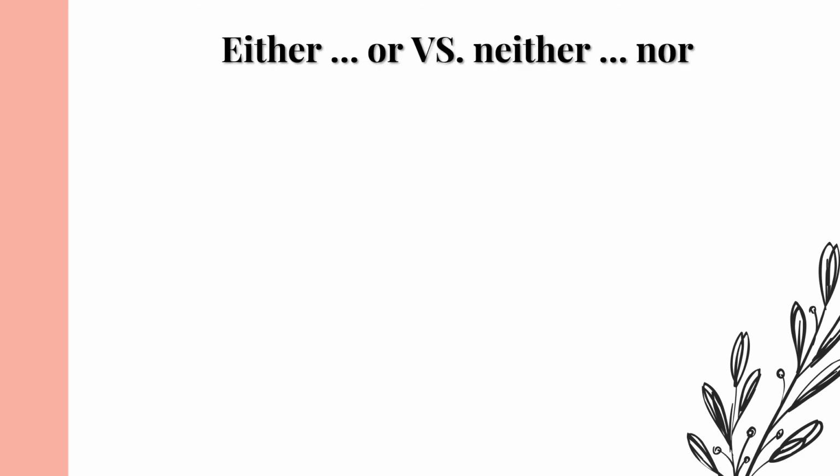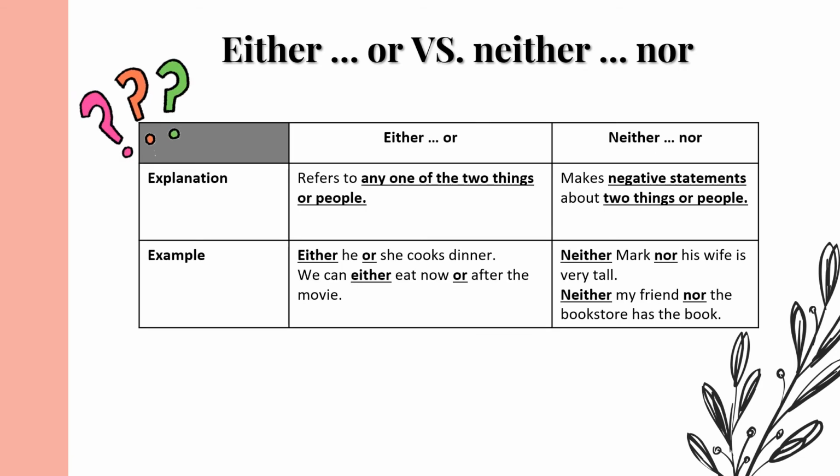Now, let us look at either or versus neither nor. What are the differences between both of these? For either or, it refers to any one of the 2 things or people. Here you can choose between 2 of them. For example, either he or she cooks dinner. It means either he will cook the dinner or she will cook the dinner. We can either eat now or eat after the movie. This means that you can eat now or after the movie.